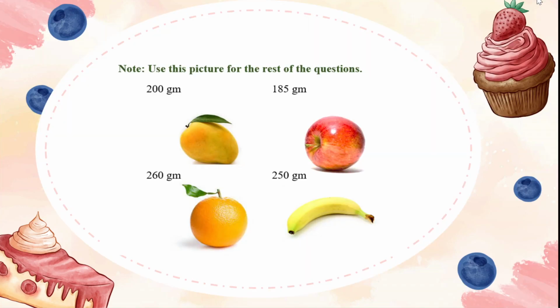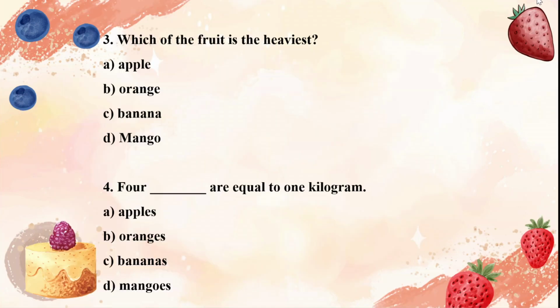Now look at this picture carefully. Here the mass or weight of the fruits are given. The mass of mango is 200 grams, the mass of an apple is 185 grams, the mass of an orange is 260 grams, the mass of a banana is 250 grams. These are all assumed values. You kindly make a note of these values with the fruits.